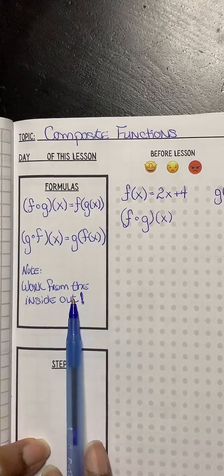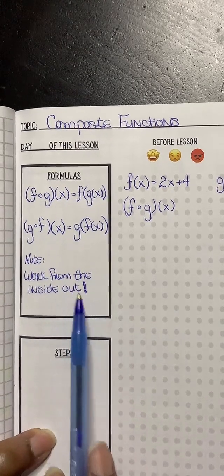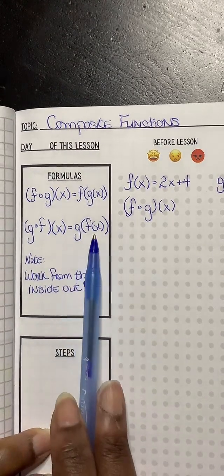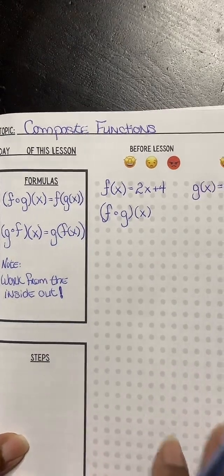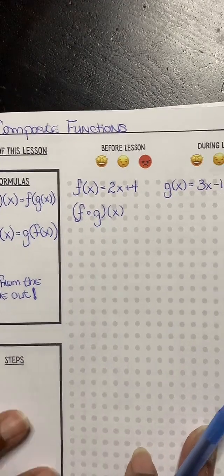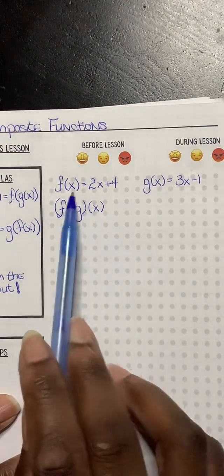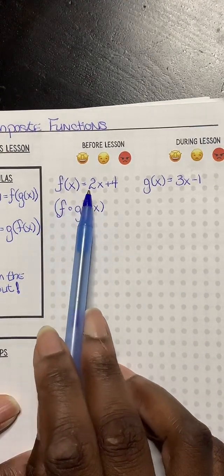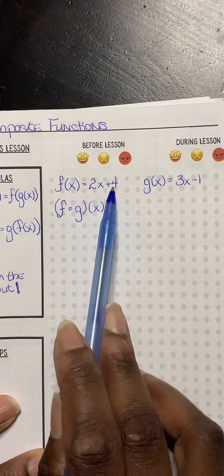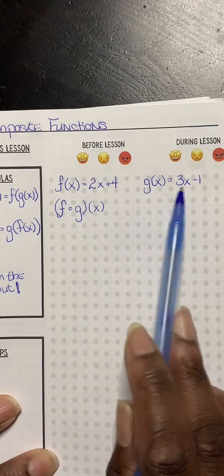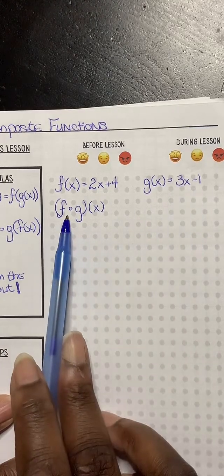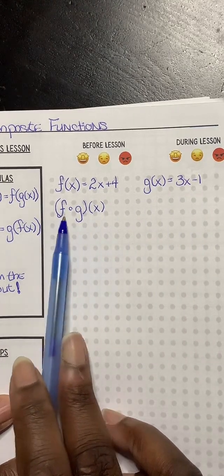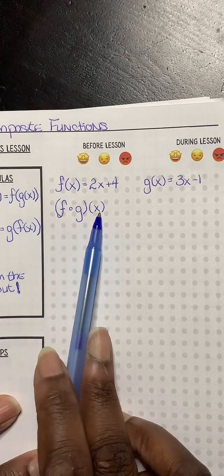So I like to think of it this way. You've got to think from the inside out. So we have a little example here. We have f of x equal to 2x plus 4, and g of x, which is 3x minus 1. And the first one we want to get is our FOG, our f of g of x.